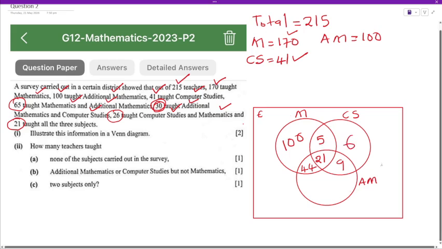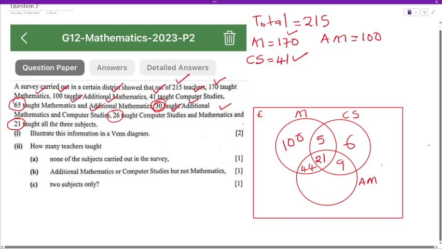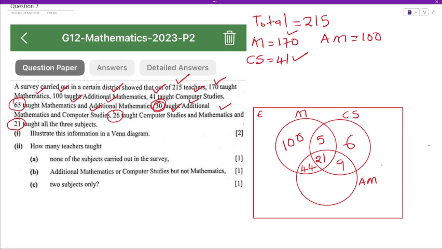Okay, we come to additional mathematics. How do you find this guy here? We add everything, subtract from the total, which is supposed to be 100. So I'm going to say 44 plus 21 plus 9 is equal to 74. Minus 100 gives me 26. So meaning here, we're supposed to get a 26.